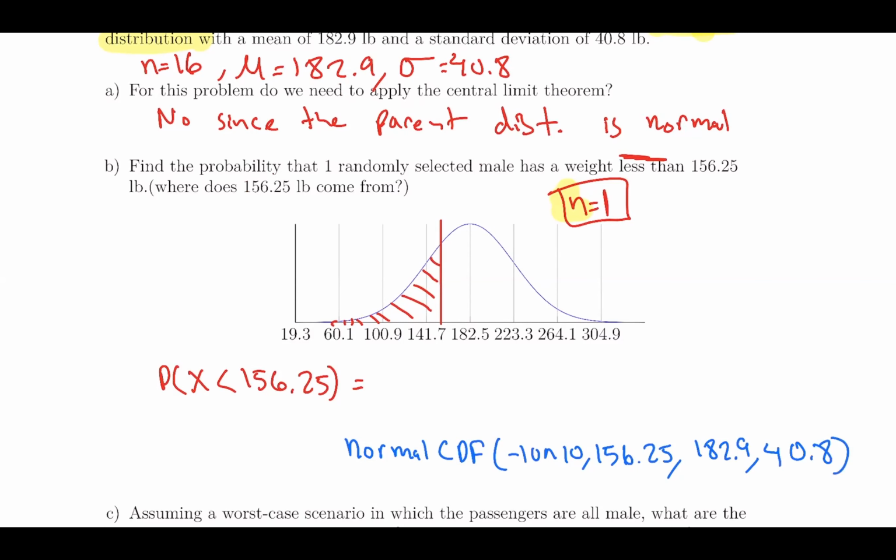So for this one, if you notice, my standard deviation does not change. The reason it does not change is because my sample size is still 1. If my sample size is bigger than 1, that's when the standard deviation would change to the standard error. But in this case, since our sample size is just 1, it's still 40.8. So take a minute, enter that onto your calculator, and let me know what you get.